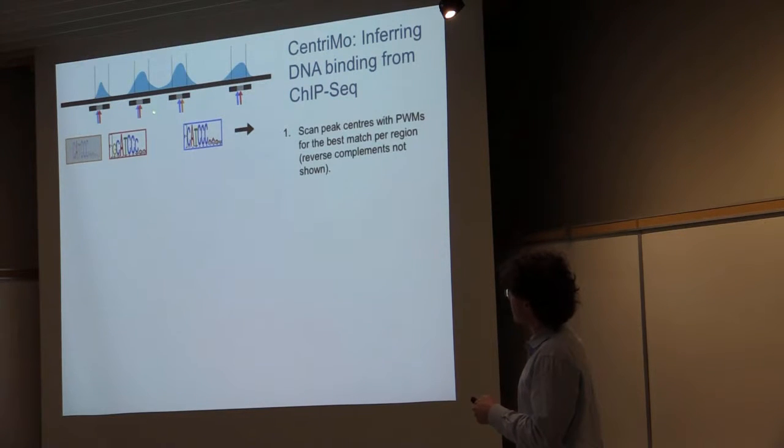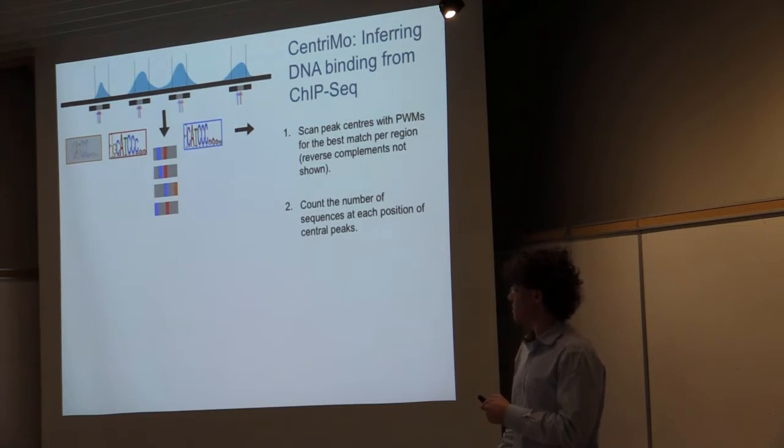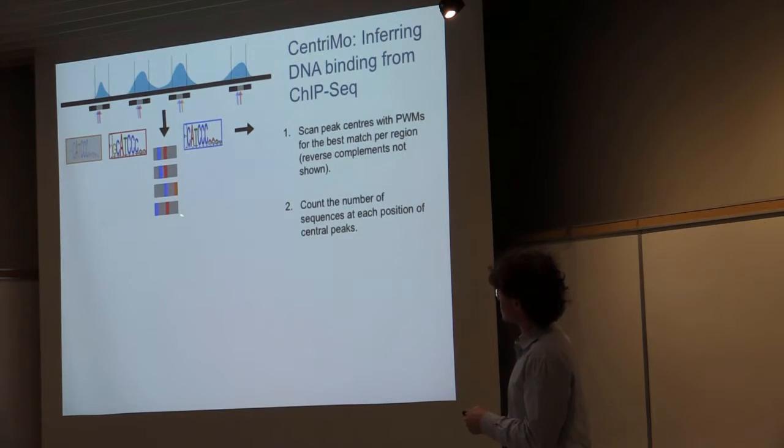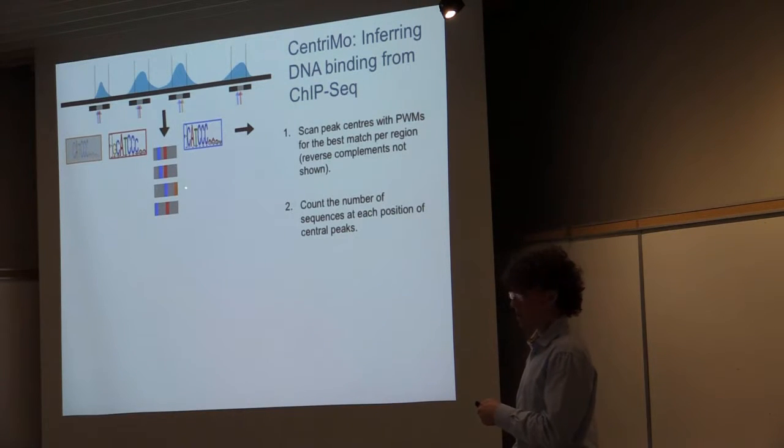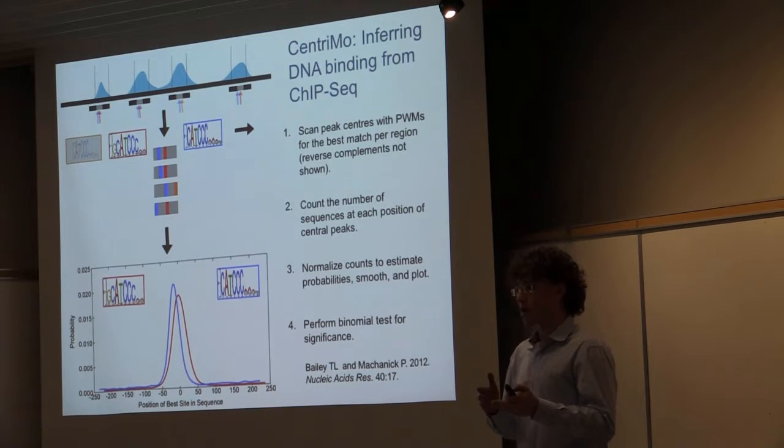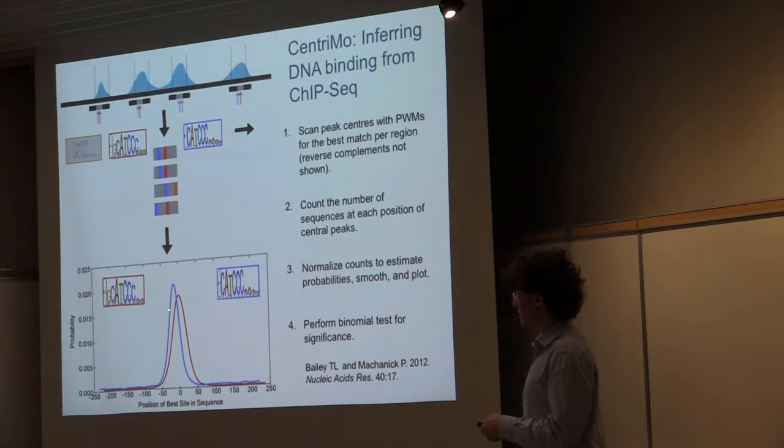And so what you do is you scan peak centers for the best matches per region. And so that's shown here. For example, we might find that this blue motif has a number of matches, this red motif has a number of matches, whereas this orange one only has a single match. And what we would then do is count the number of sequences at each position of these central peaks. So we have our 3 red matches, which are highly central. We have somewhat less central blue matches and a single orange one. So this orange one's not going to be statistically significant in this example, but the others might be. And so we would normalize those counts to estimate probabilities, smooth it, and plot it. And then we would also get a binomial test p-value. So here you can see that the red one is more central, but less significant than the blue one, which is slightly off of center.